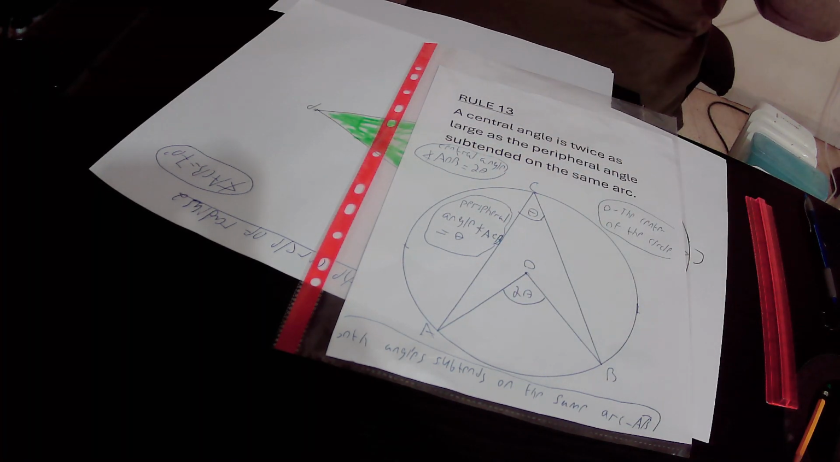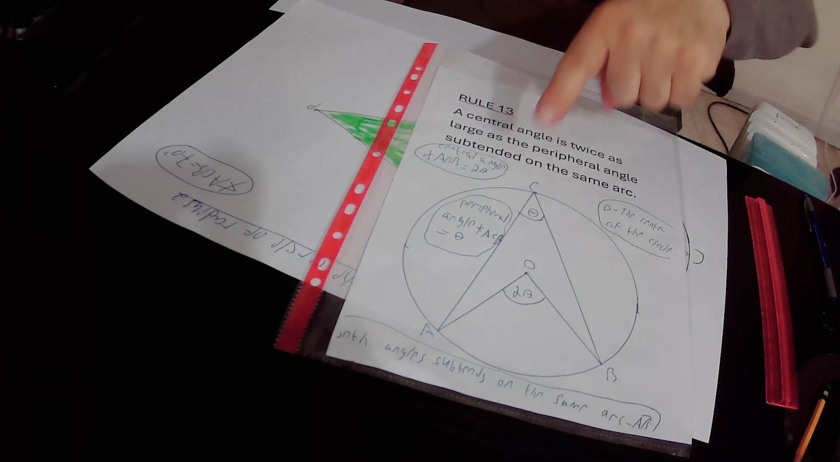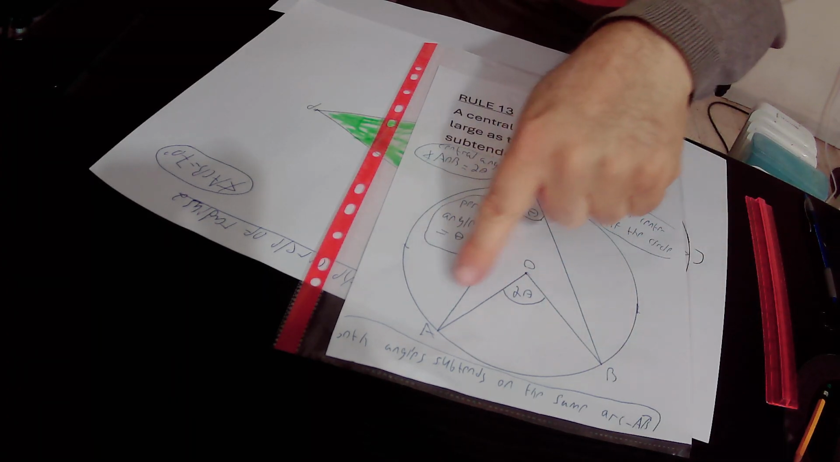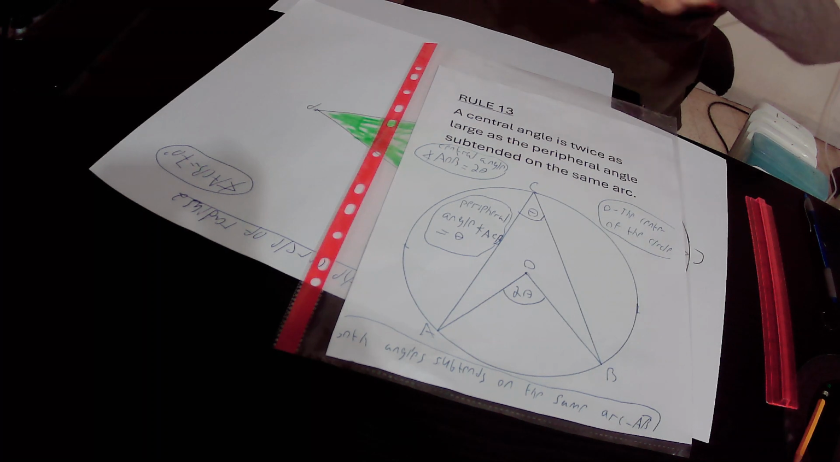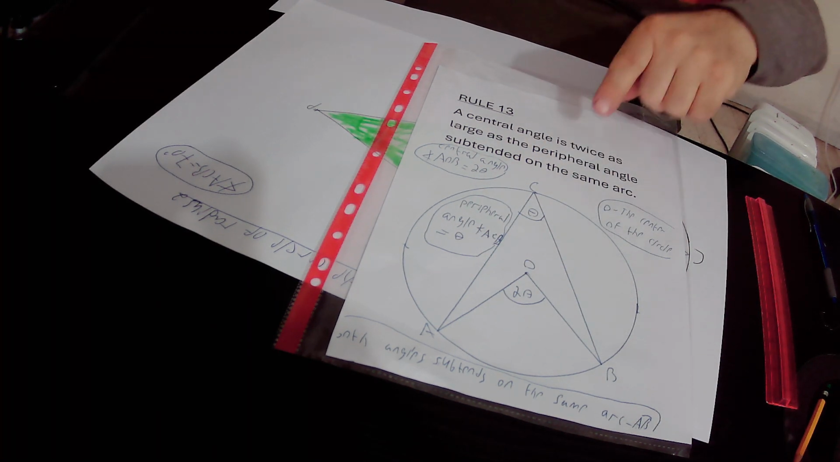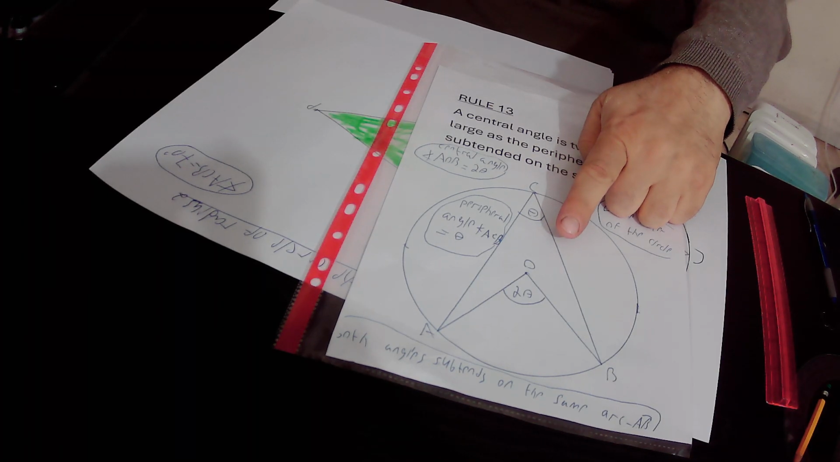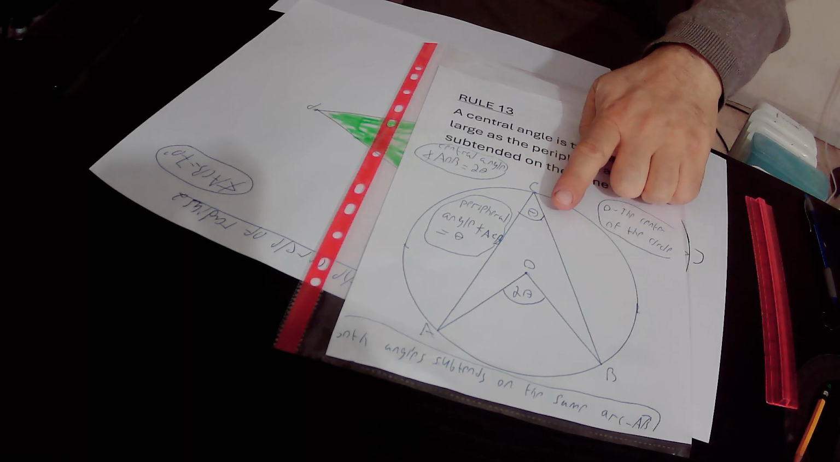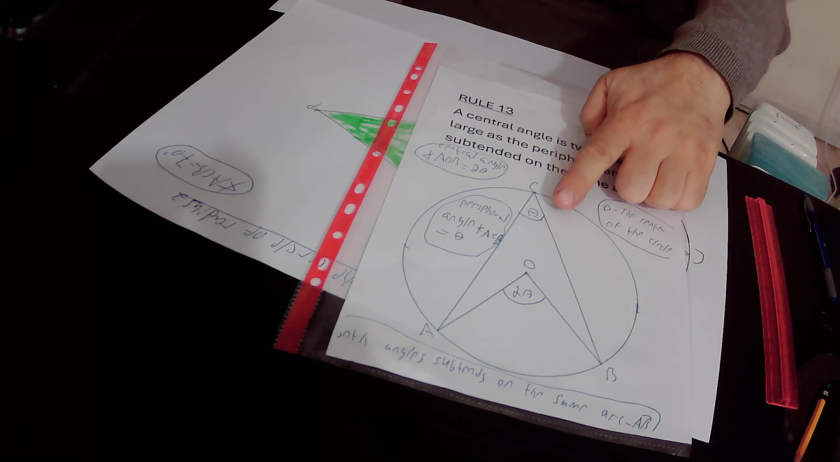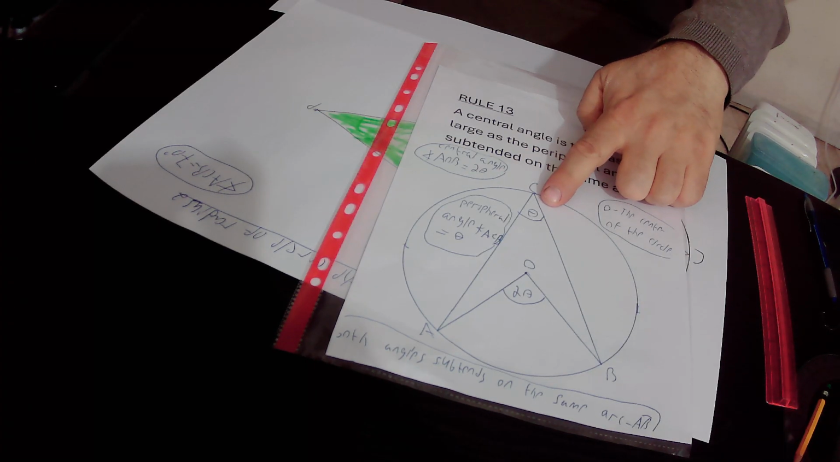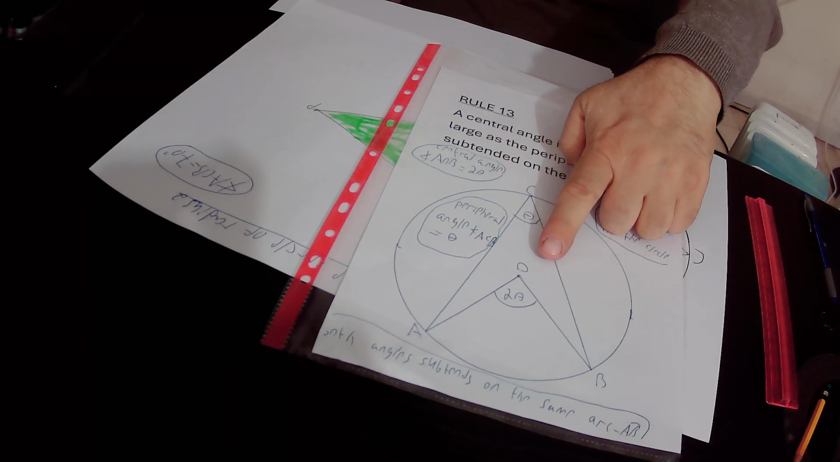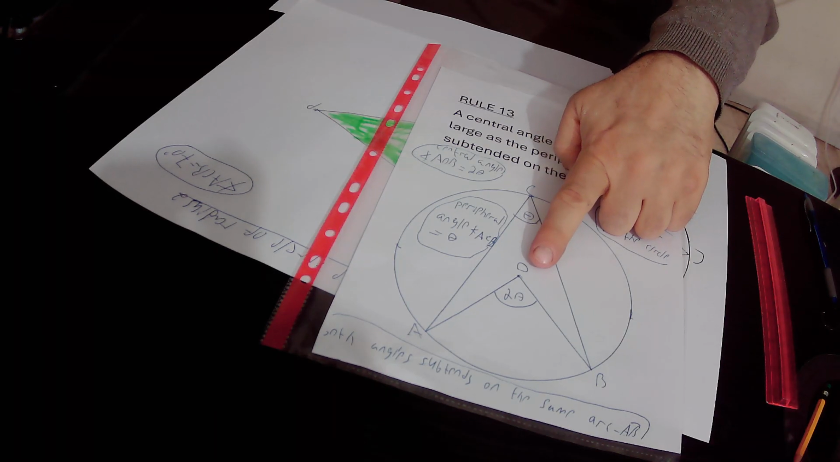Again, peripheral angle ACB is subtended on arc AKB. In addition, we also have in this drawing the central angle AOB that is subtended on the same arc, AKB. And because the central angle AOB is subtended on the same arc as the peripheral angle ACB, it must be twice as large as the peripheral angle ACB. So peripheral angle ACB equals theta, therefore the central angle AOB that is subtended on the same arc will be equal to 2 theta.